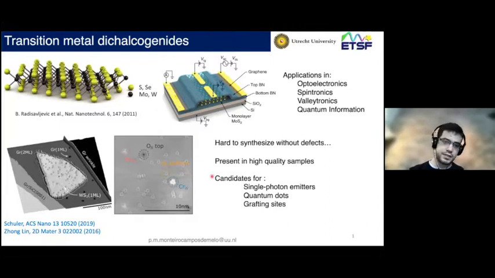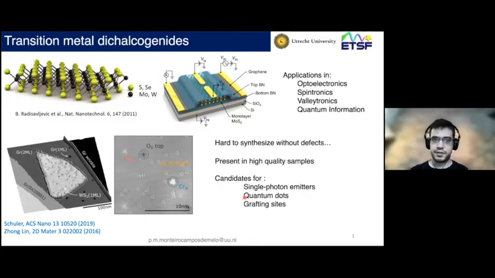Now you can see these defects as either something that you don't want, and so a hindrance, or you can see them as something that's going to enrich the optical properties of your material. And several defects have been proposed as candidates for single photon emitters or quantum dots.